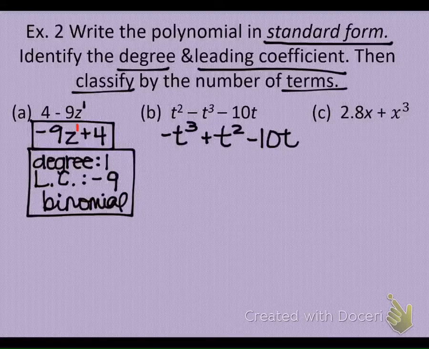A lot of people have struggled today with looking at the coefficients. They tried to tell me that negative 10t is the first term. But remember, I'm looking at the exponent. So I've got 3, 2, and 1. So we're in good shape. We're going to go ahead and box this in.